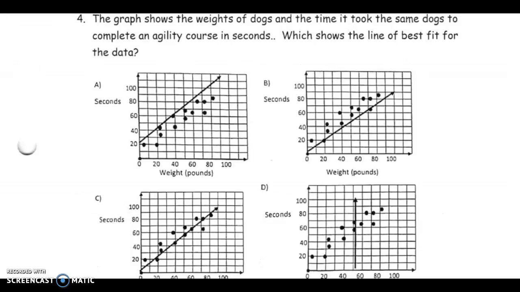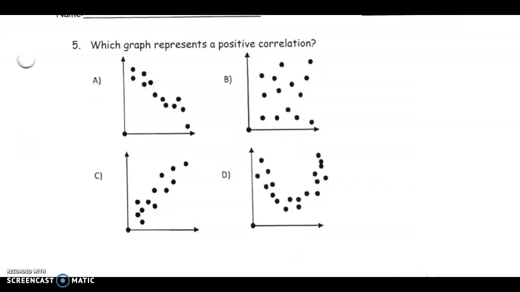Number 4, the graph shows the weight of dogs and the time it took the same dogs to complete an agility course in seconds. Which shows the line of best fit for the data? You have the seconds and then weight in pounds. Number 5, which graph represents a positive correlation?